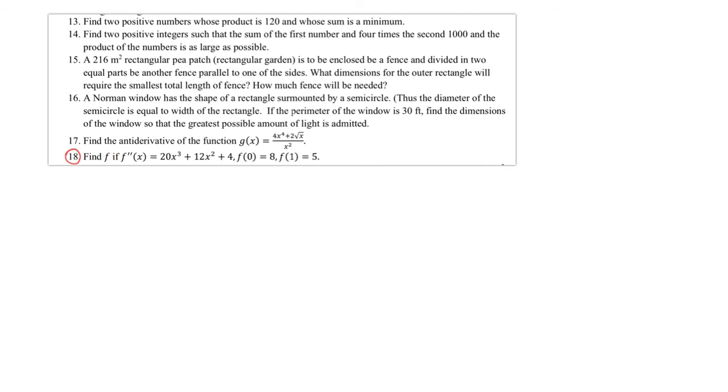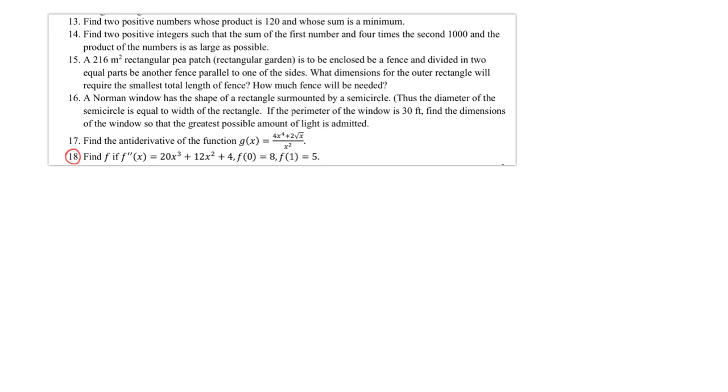Okay, find f if the second derivative of f of x is 20x cubed plus 12x squared plus 4, and then they give us a few clues. So the game plan here is to recognize that this is the second derivative, so what we have to do is find the antiderivative of this, and then find the antiderivative of the result, and then we would have the original f of x. Then we would have to use these clues to figure out if there's a constant and what that constant is.